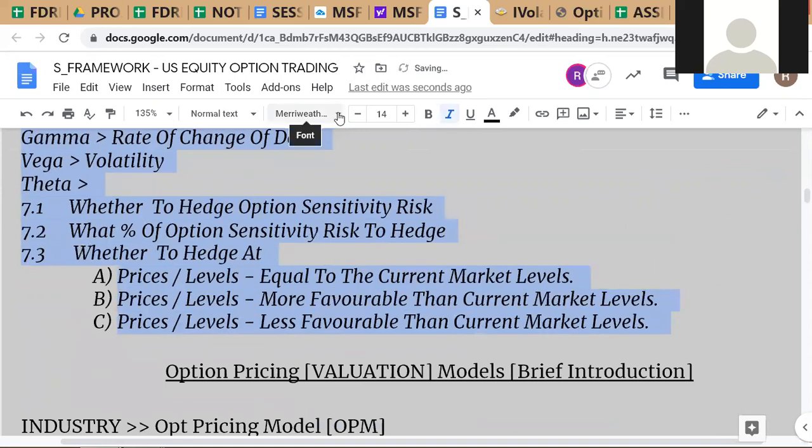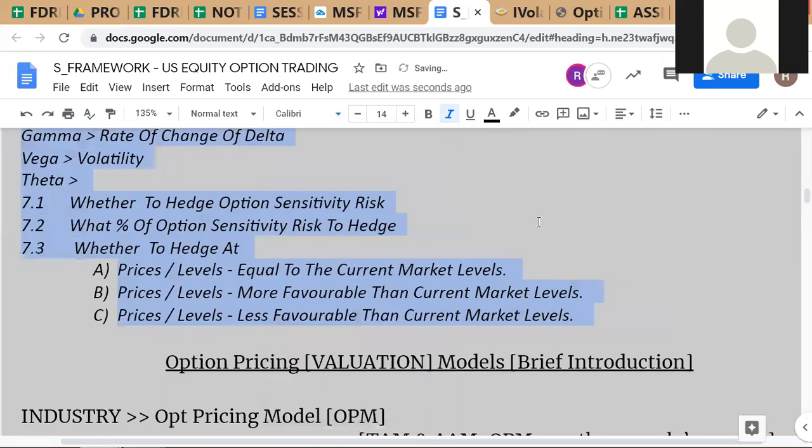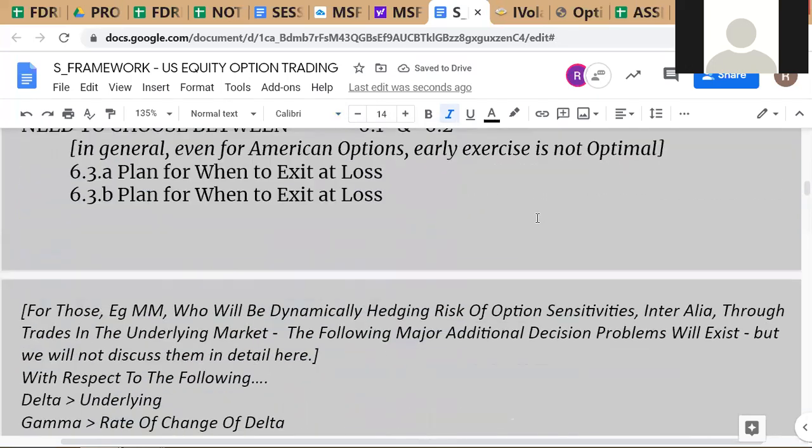And maybe I'll give it a different font, to make it look different.